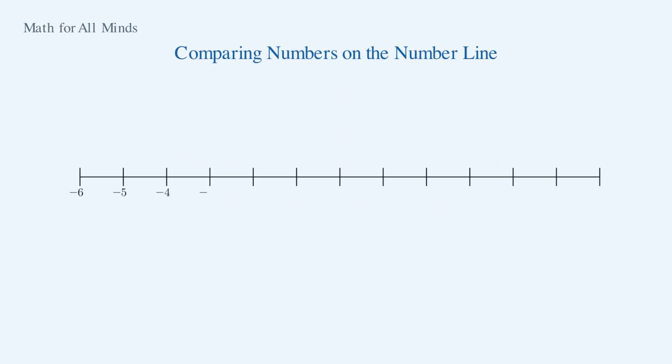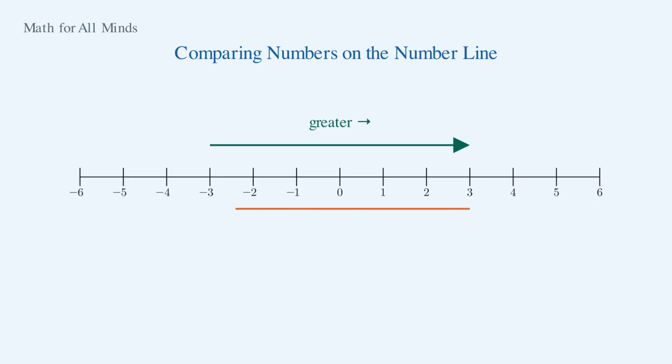Now, let's use the number line to compare numbers. Here's the rule. As you move right, numbers get bigger. As you move left, numbers get smaller. So whichever number sits further right is greater. Let's try one. Which is bigger, -1 or -4?